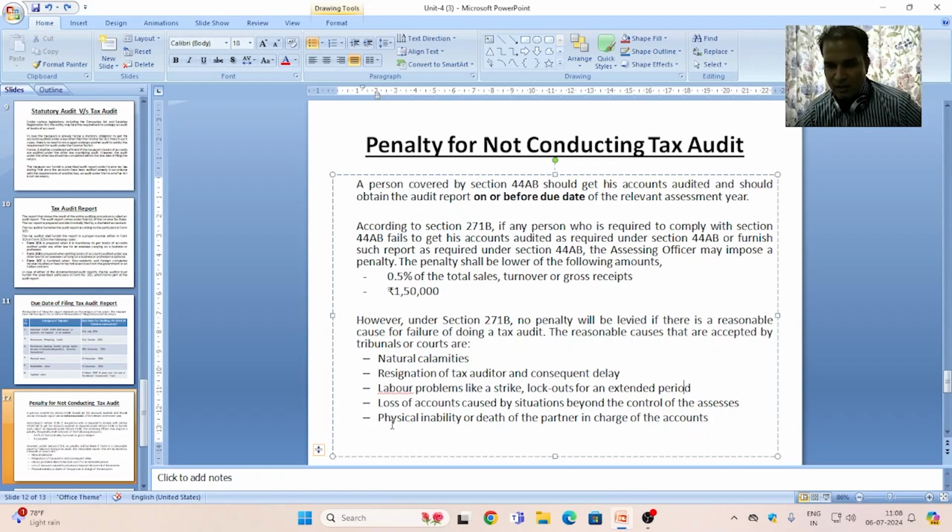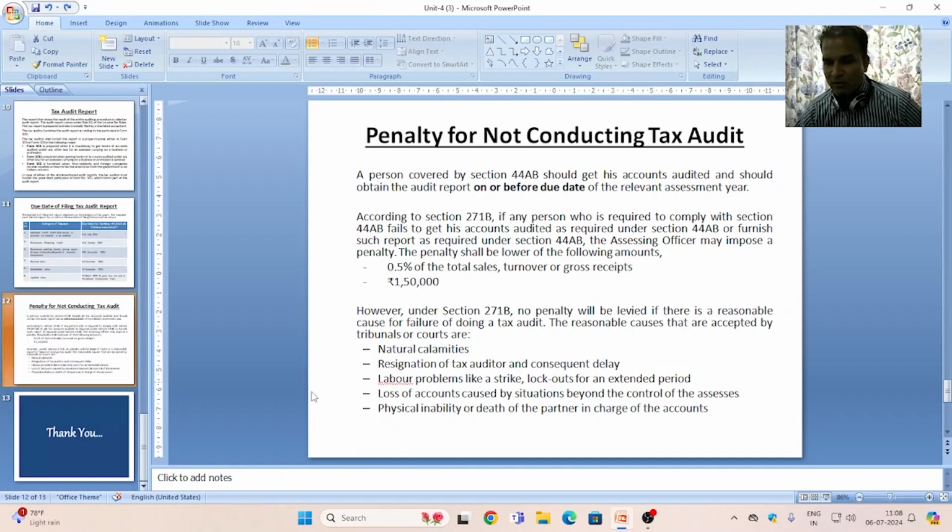And the last point is physical inability or death of the partner in charge of accounts. Suppose in a business, Mr. A and Mr. B are doing business, and Mr. A is the sole person in charge or responsible for the books of accounts, but unfortunately Mr. A has died. Then under section 271B, the assessing officer may waive the penalty, or say that no penalty for non-conducting of the tax audit by the SSC.